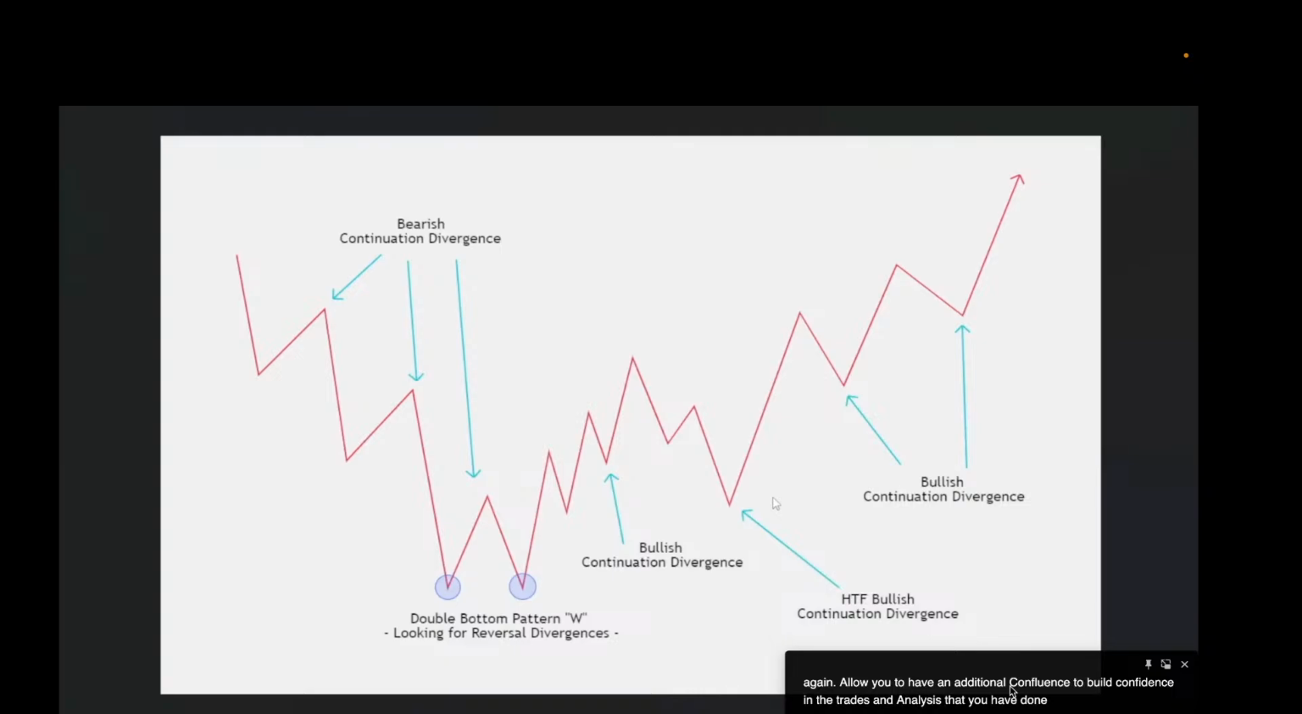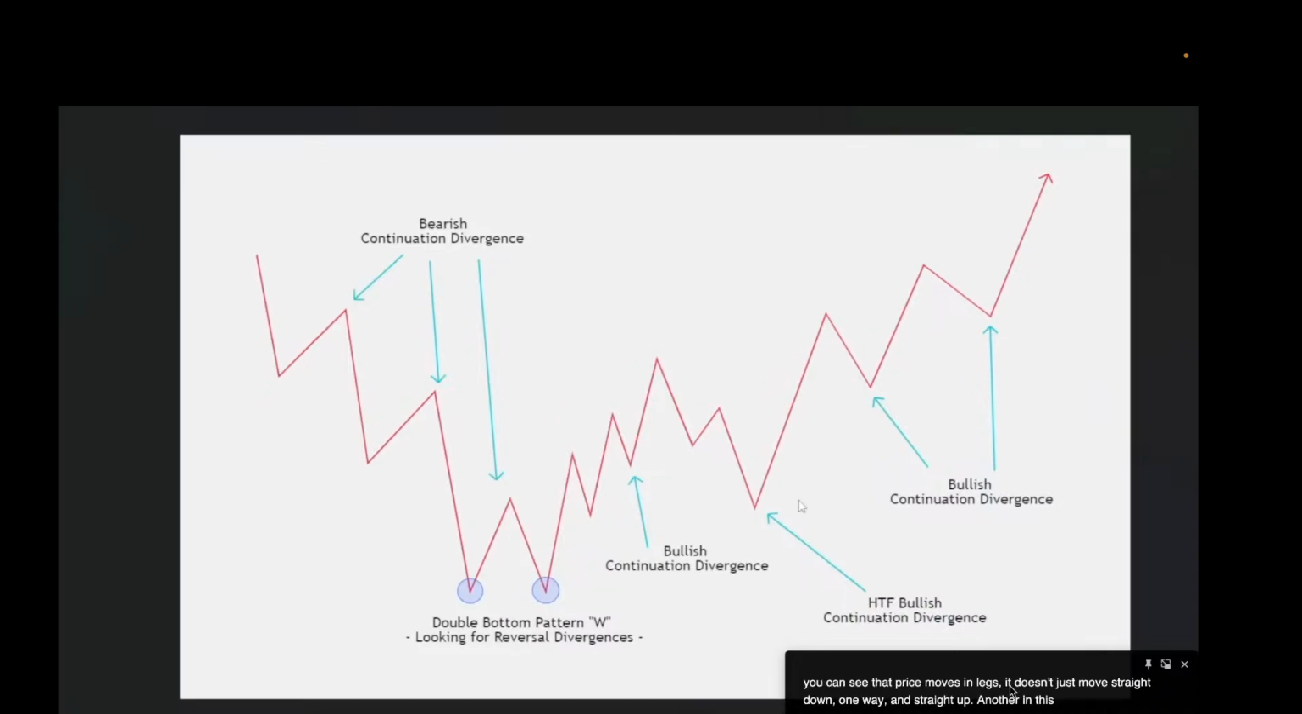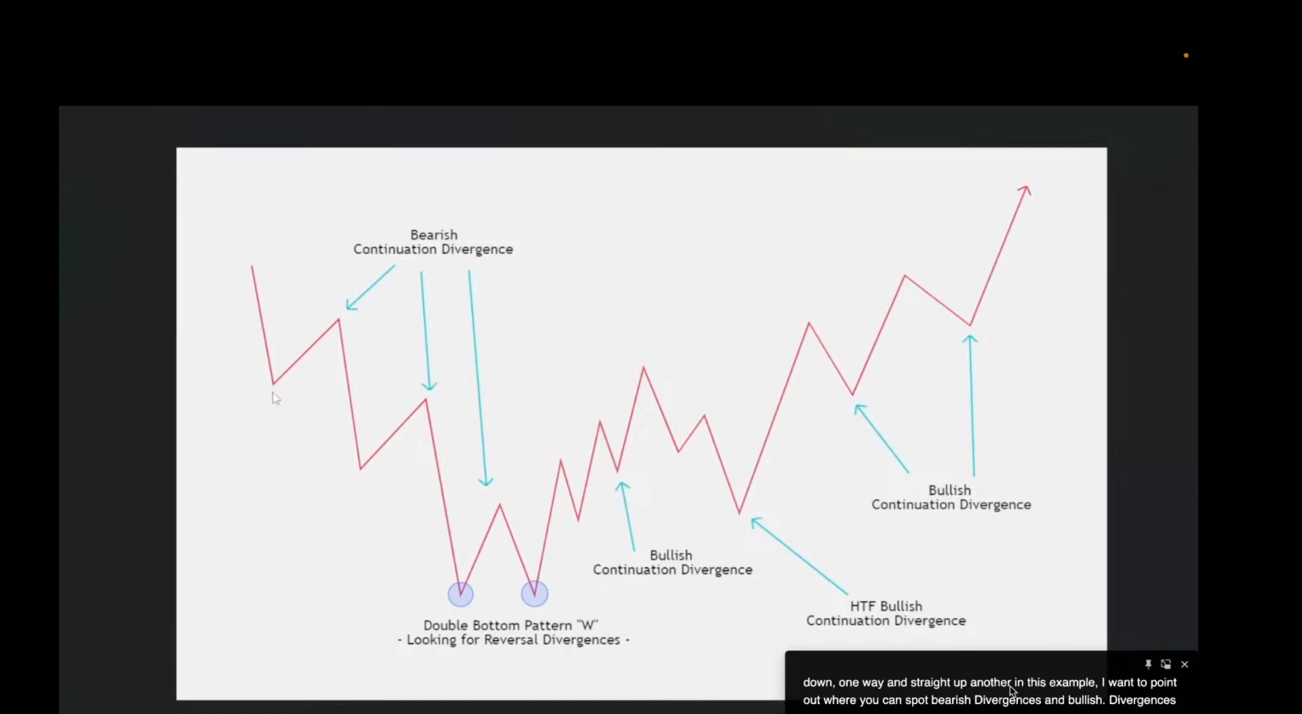Here you can see that price moves in legs. It doesn't just move straight down one way and straight up another. In this example, I want to point out where you can spot bearish divergences and bullish divergences. Price is making a lower low, lower high, lower low, lower high. When you have that type of movement, you're going to be looking for bearish continuation divergences on each one of the pullbacks.